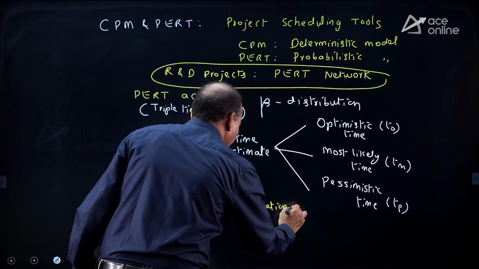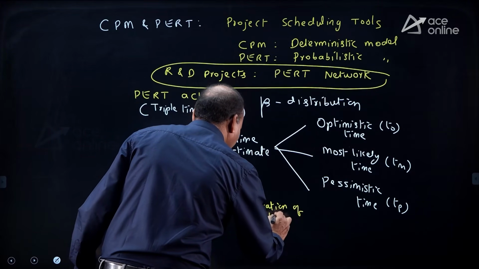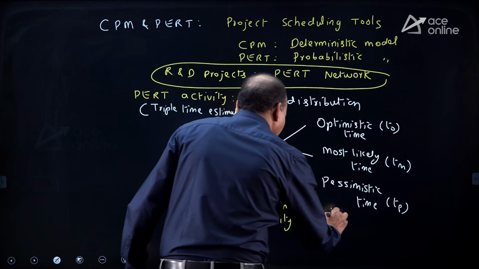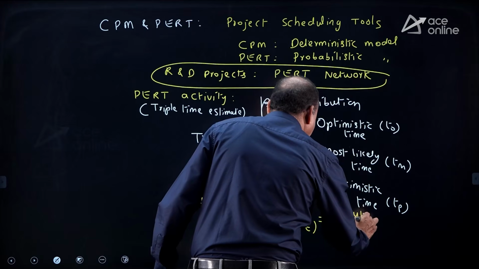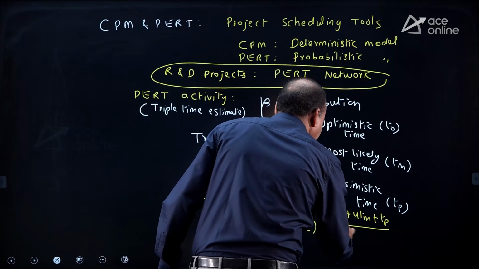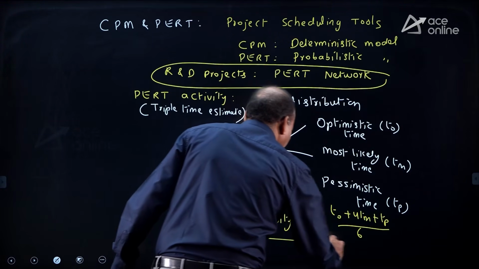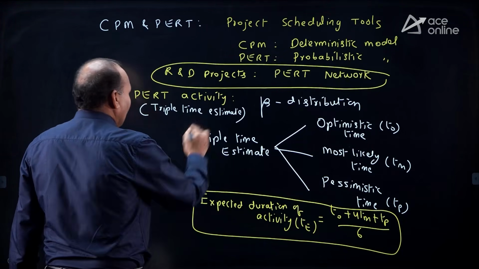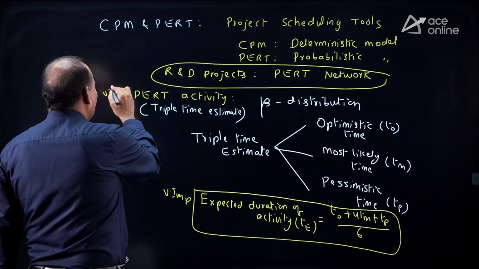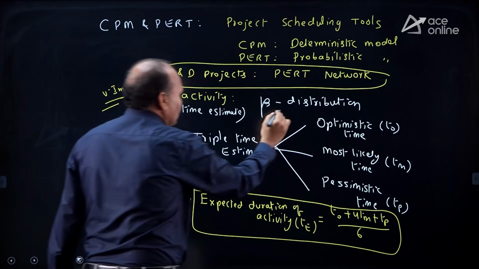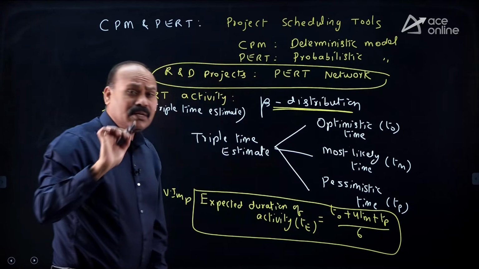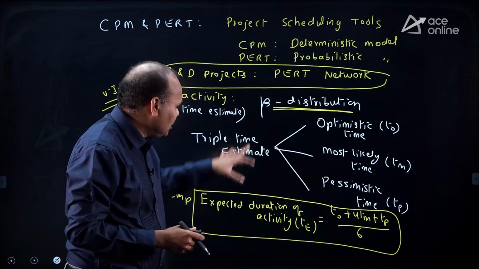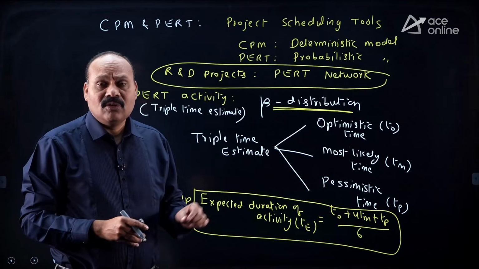Expected duration of activity, that is the TE, is equal to (To + 4Tm + Tp) / 6. This is a very important formula. And PERT activity follows beta distribution. This is also very important. So in examination, we may expect questions related to beta distribution and expected duration of activity.